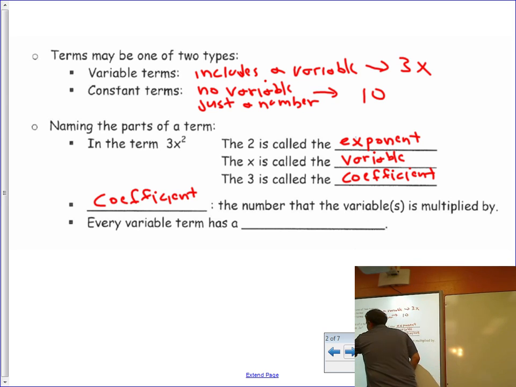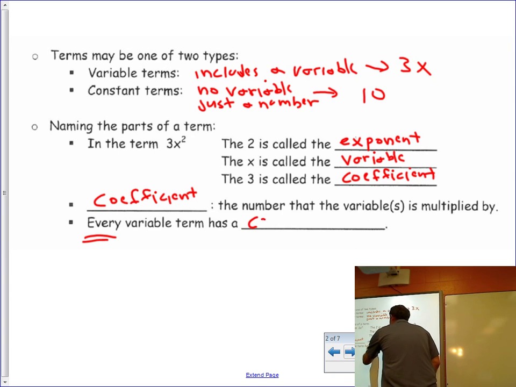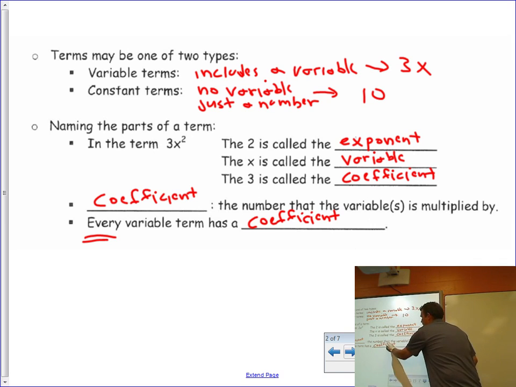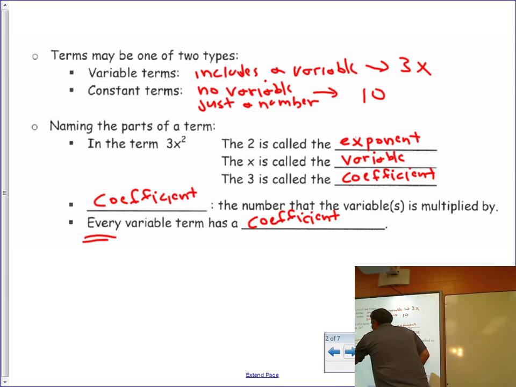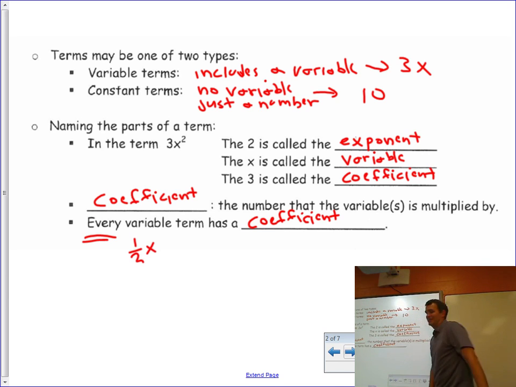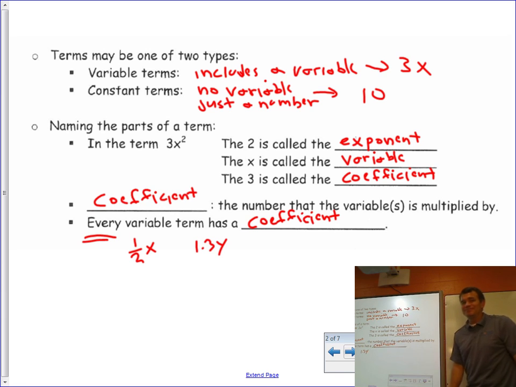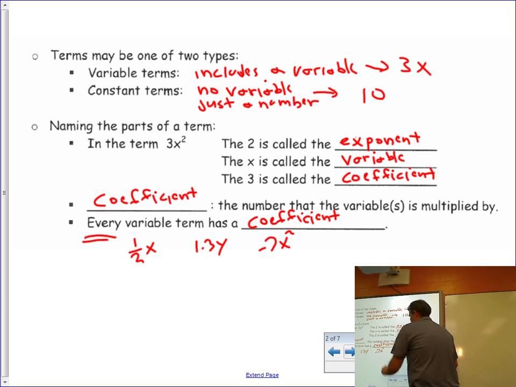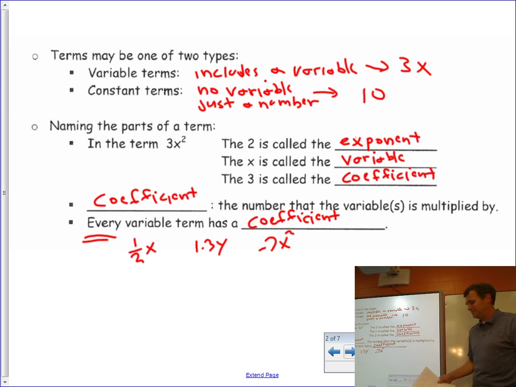Every variable term has a coefficient. Let me give you several examples. 1/2 x. 1/2 is the coefficient. Yeah, a coefficient can be a fraction. 1.3y. The coefficient is 1.3. Could be a decimal. -7x squared. Sure, the coefficient could be a negative number.